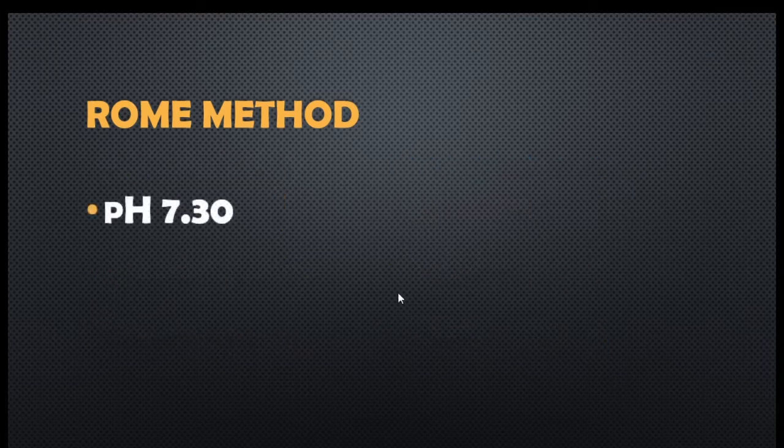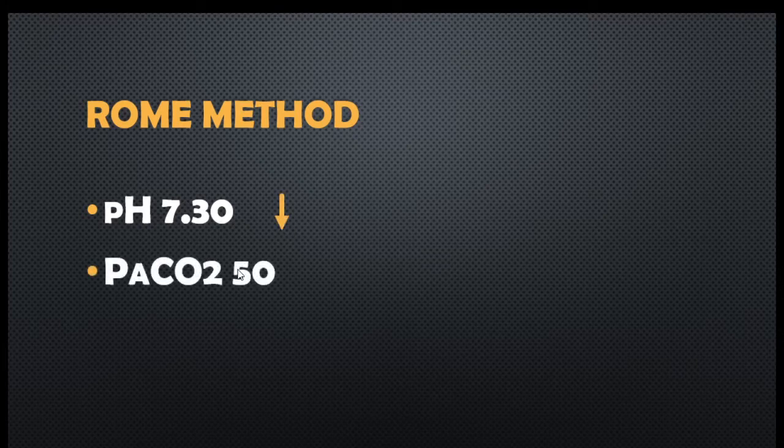Next, we have 7.30. Is it increasing or decreasing? Decreasing, it means acid. We have your PaCO2 of 50. The normal value is 35 to 45. This is increasing, which means it's related to an acidic state.